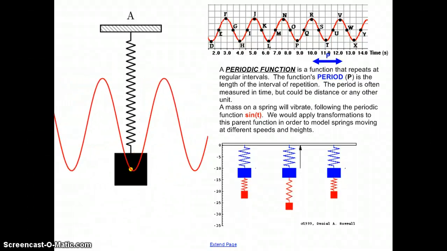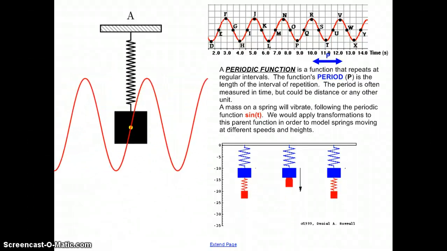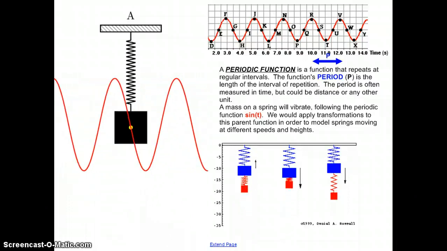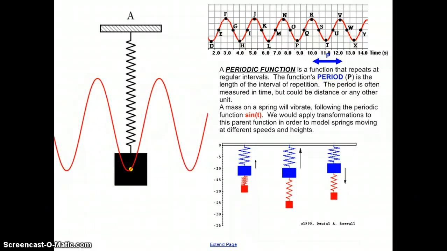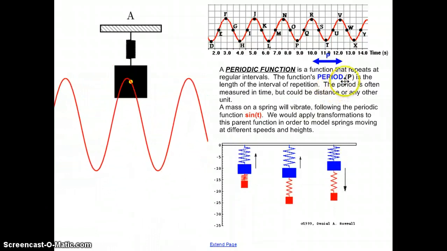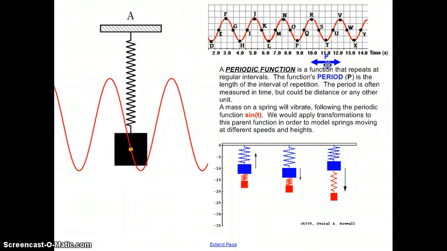The periodic function is a function that repeats at regular intervals. The function's period, which we call p, is the length of the interval of repetition. This period is often measured in time, but could be distance or any other unit. So let's take a look at that.